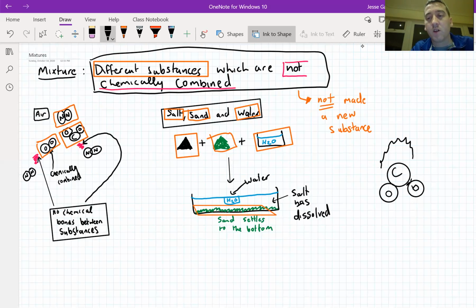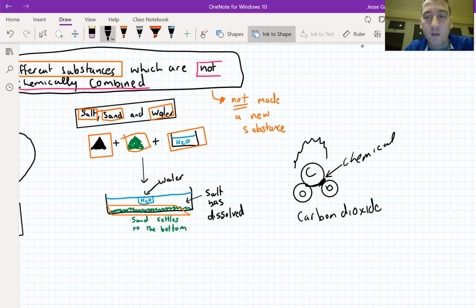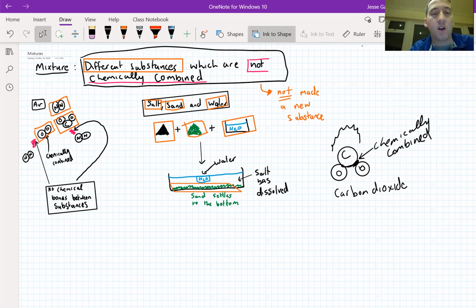So what would happen here is the carbon would then be attached to two oxygen atoms. Sorry, that should be touching. Because the carbon is now chemically attached to the two oxygen atoms, this is now a new substance which is called carbon dioxide. It's a new substance. It's not just carbon anymore. And these have chemically combined. This would not be a mixture because the substances have chemically combined. In the two examples we looked at earlier, the different substances are not chemically combined.